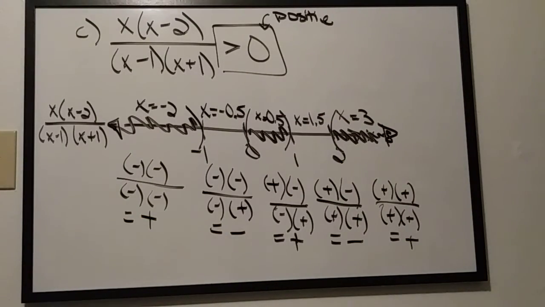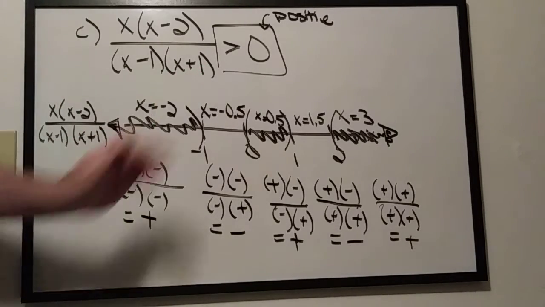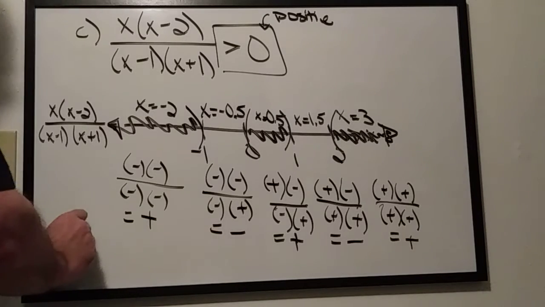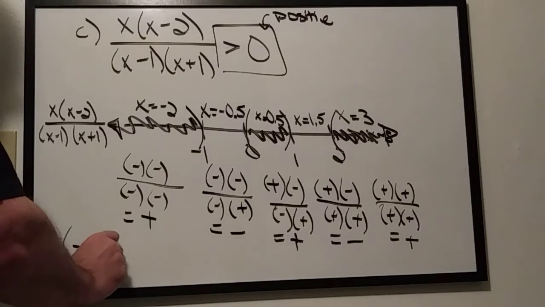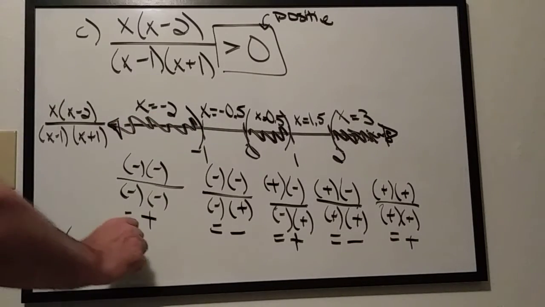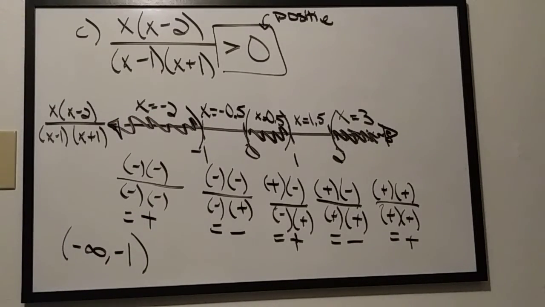So let's go ahead and write down our answer in terms of interval notation. We're going from negative infinity to negative 1. So let's write that down here: negative infinity to negative 1. And because we're not including that negative 1, once again, we're going to use a parenthesis there.